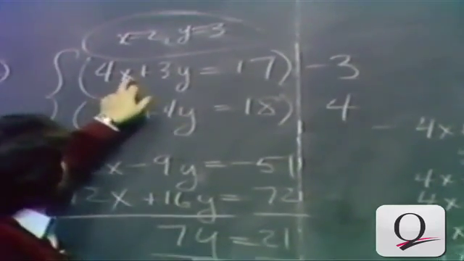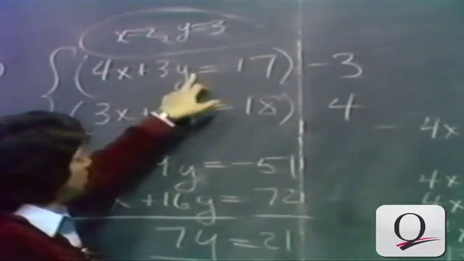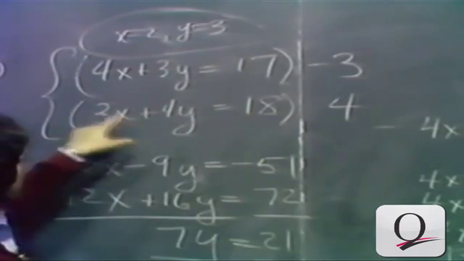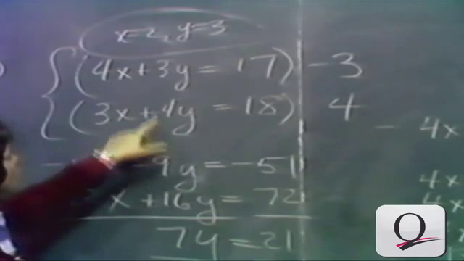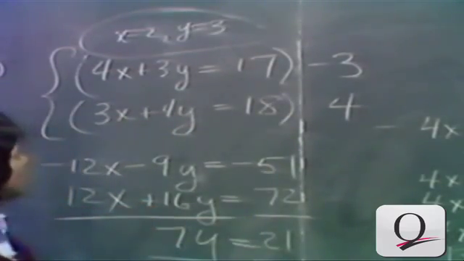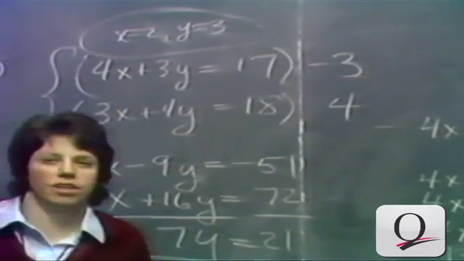4 times 2, that's 8, plus 3 times 3, that's 9. 8 plus 9, that is 17. And over here, 3x, 3 times 2, that's 6. 4 times 3, that's 12. 6 plus 12 does give us 18. So that is the solution. X equals 2, y equals 3, and that brings us to the end of this videotape.